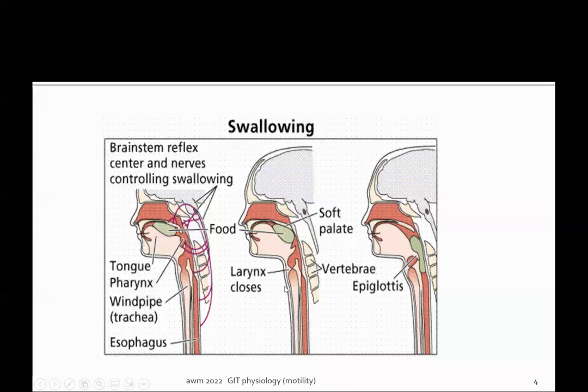Remember also that the lower esophageal sphincter is not an anatomical sphincter. At that point, the esophagus is going through an opening in the diaphragm. And when you're breathing, the diaphragm, when it's tight, contracts around the esophagus, and so helps to prevent reflux of food from the stomach back into the esophagus.